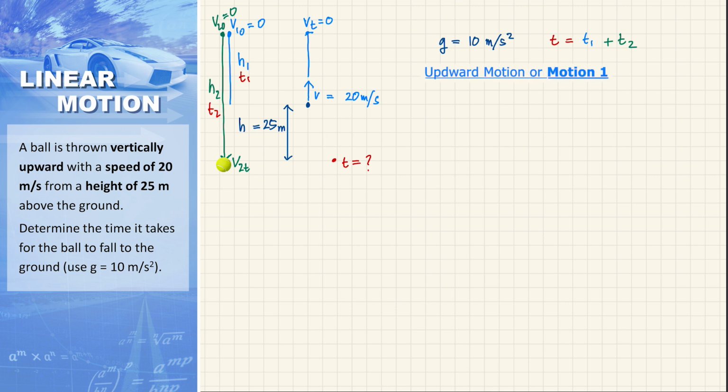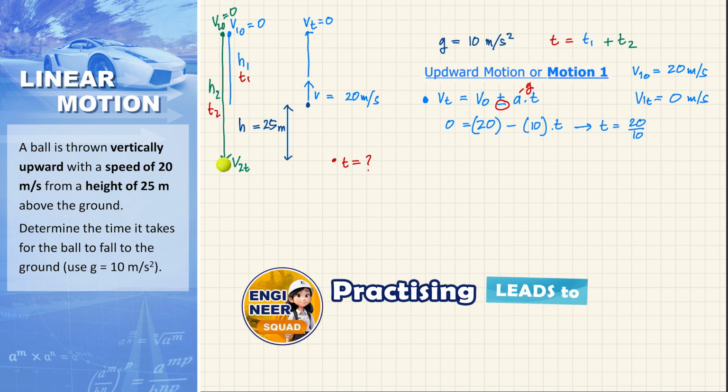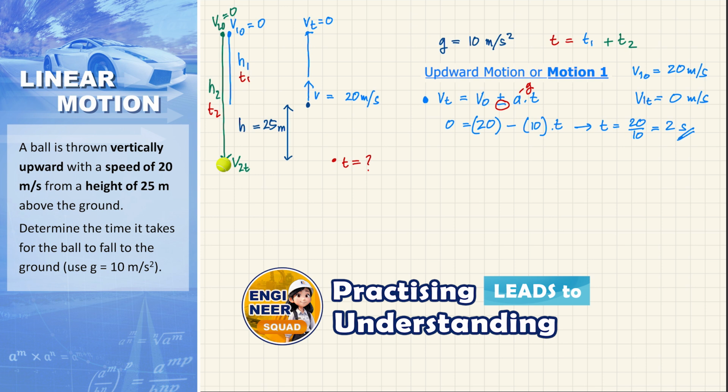First, we will analyze the upward motion. It is given that v10 equals 20 meters per second, and v1t equals 0 meters per second. We will use the velocity formula for uniformly accelerated motion. Vt equals initial velocity plus minus acceleration multiplied with time. And the sign we use is minus. We substitute the values of Vt, initial velocity, and gravitational acceleration. So we get t equals 20 divided by 10, resulting in 2 seconds.